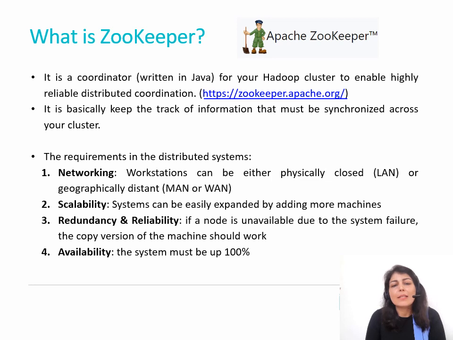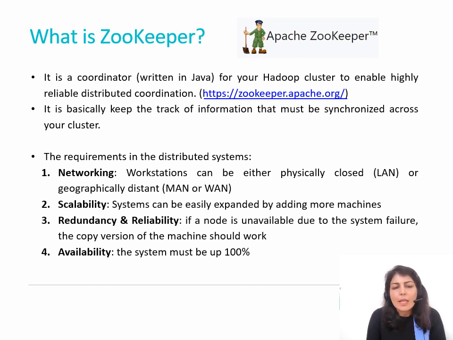But before that, let's see what is the main requirement of a distributed system, because our Hadoop is on a distributed system, so it is really important to know what the main requirements of a distributed system are. The first one is networking. As you know, distributed systems have networking between different nodes, or workstations. These nodes can be physically close together or can be very far away from each other. But it's really important they can communicate, and we have to keep this networking.